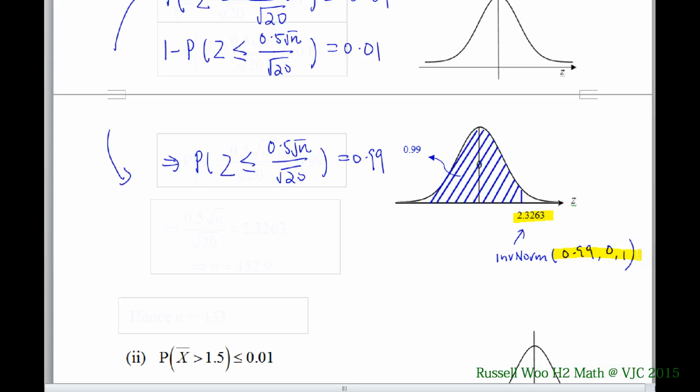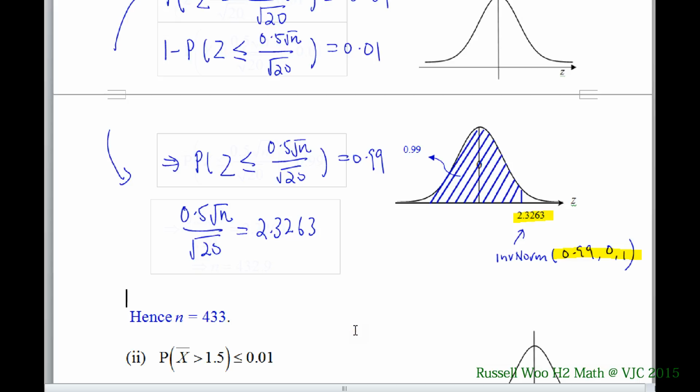So immediately, then we can equate our 0.5 root n over root 20 equals to 2.3263. Correct? Then just solve. One equation, one unknown. Done. Find n. Done. Sorry, one more line. Question? All okay?